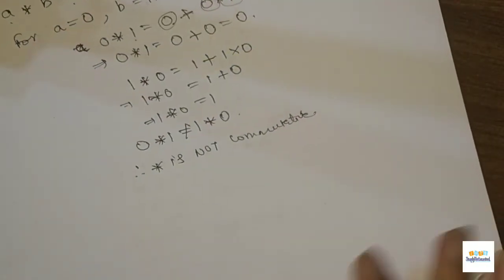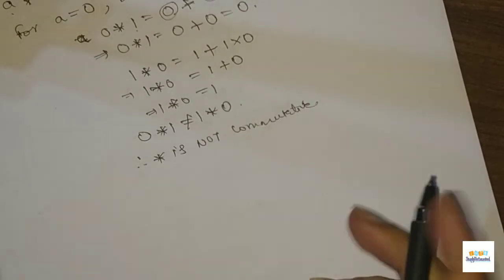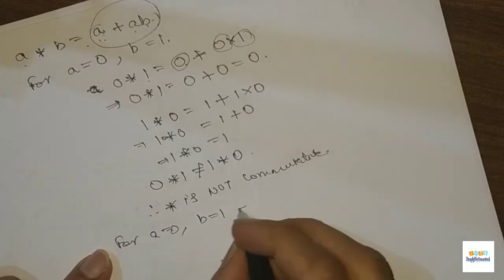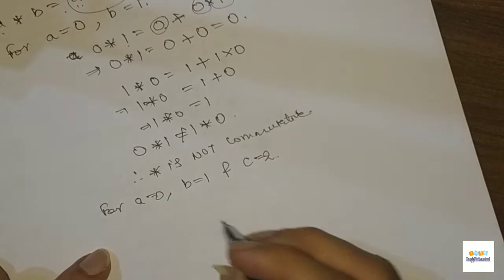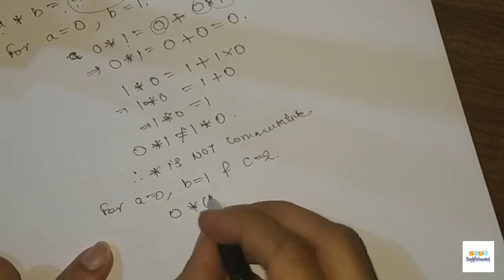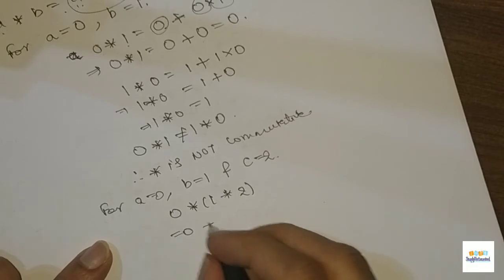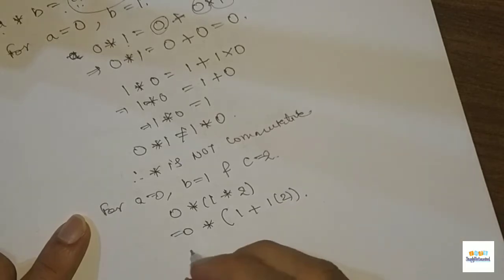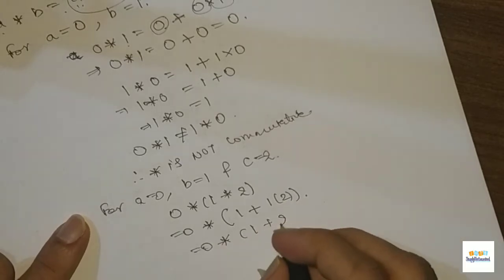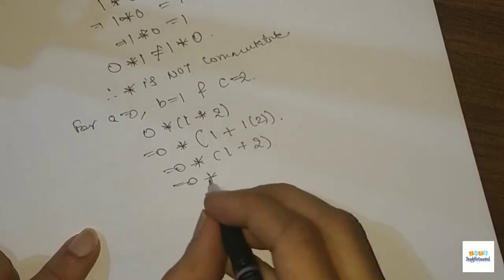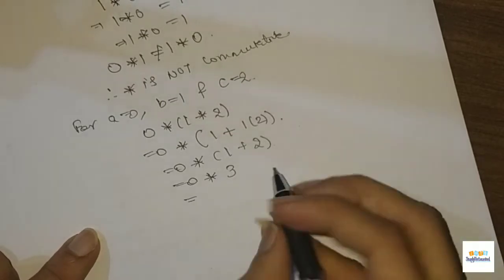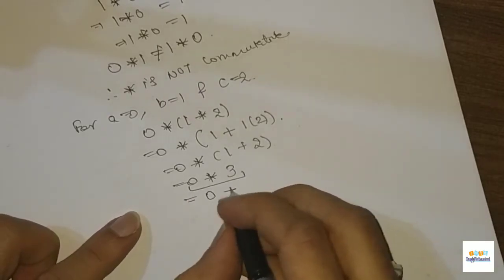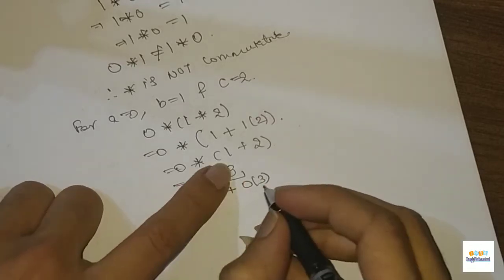Let us check the associative property. Again this won't be associative, so we'll take an example. For a equal to 0, b equal to 1 and c equal to 2, if we check 0 star bracket 1 star 2, then what will happen? 0 star, 1 star 2 is nothing but 1 plus 1 multiplied by 2. So 0 star 1 plus 2, you will get 0 star 3, which is equal to what? Now this is 0 star 3, so you will get the first term 0 plus first term multiplied by the second term 3.